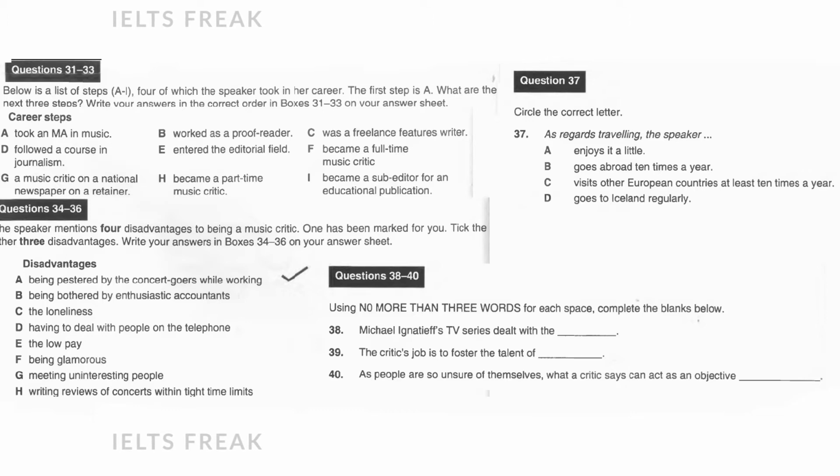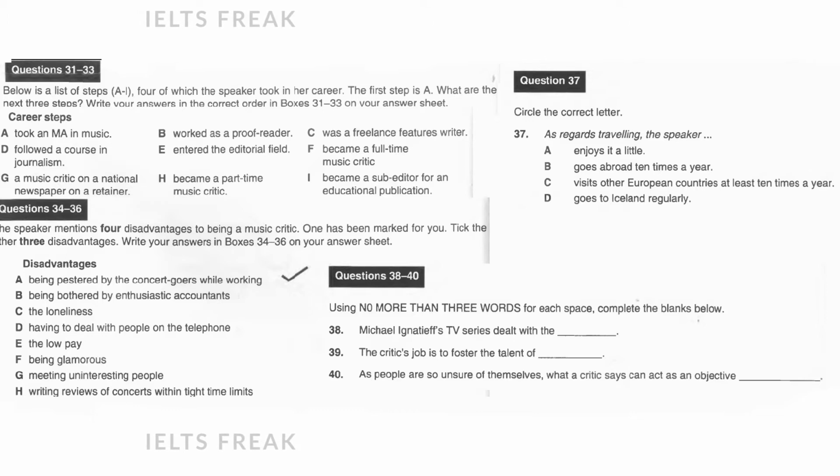As you listen, answer questions 31 to 37. And how did it all start? Many times I have been asked how someone becomes a journalist and how I myself became a music critic. There is no set path. After doing an MA in music, I worked in a London bookshop for a couple of months, then as a sub-editor for an educational publication.